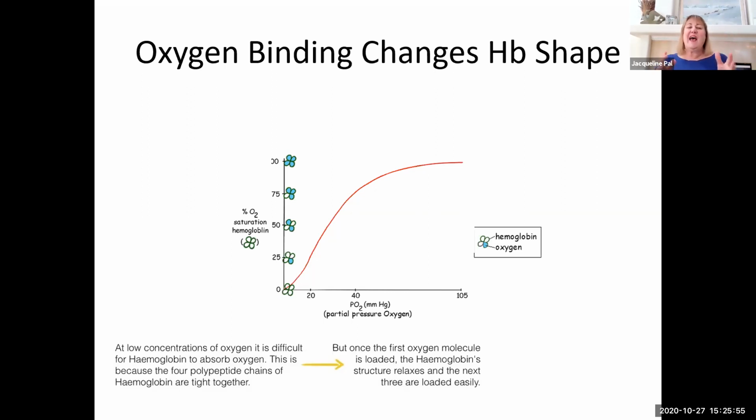What happens when oxygen binds to hemoglobin is that hemoglobin changes shape. Way down at 0%, when you look at the quaternary structure of hemoglobin, the 4 chains are quite compact, so it's very hard for that first oxygen to bind. Once that first oxygen binds, that changes the shape of hemoglobin. It's not as tight, it's expanded a little bit, which means it's easier for the second, the third, and the fourth one to bind.